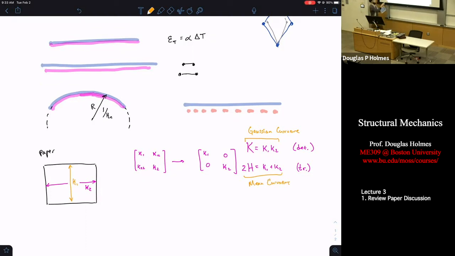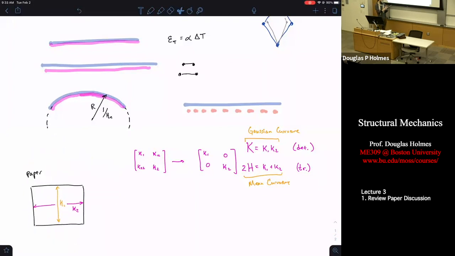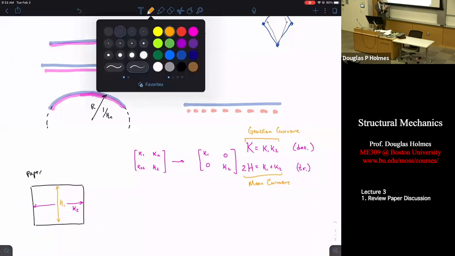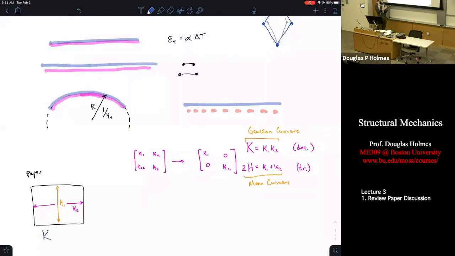Well, the Gaussian curvature of a piece of paper is really trivial. What is it? It's exactly equal to how curved is your flat piece of paper in this direction times how curved is your flat piece of paper in this direction? 0. It's not curved at all. So your Gaussian curvature of your flat piece of paper is exactly 0. Don't worry, I'm going to get back to the warping wafers, I promise. So K here is exactly 0.